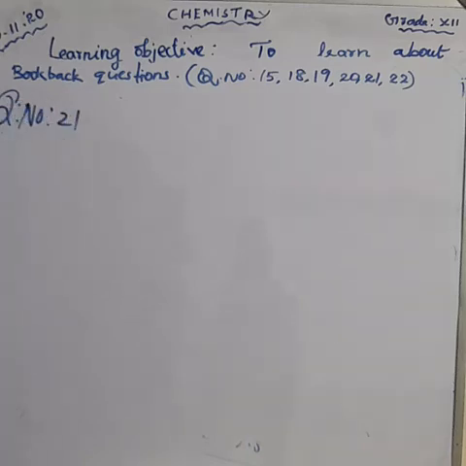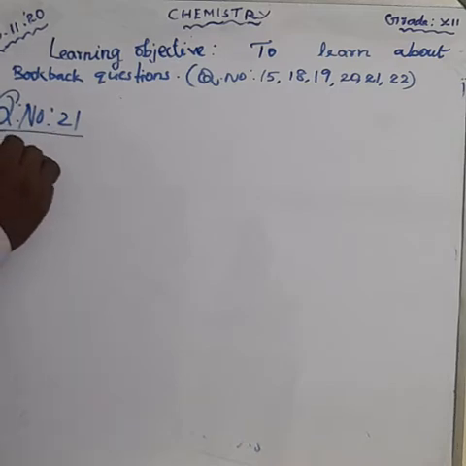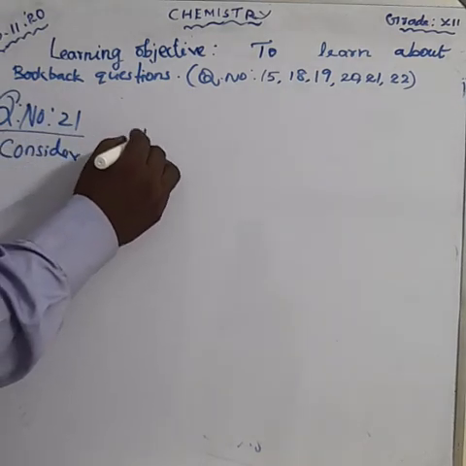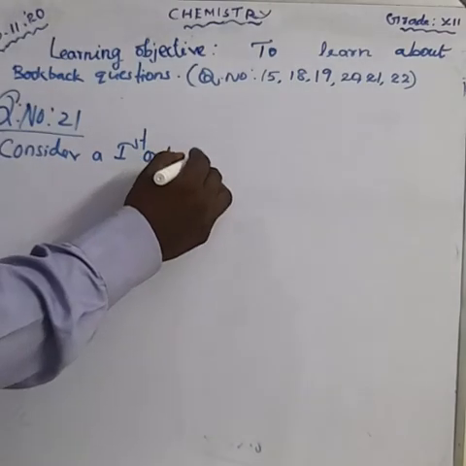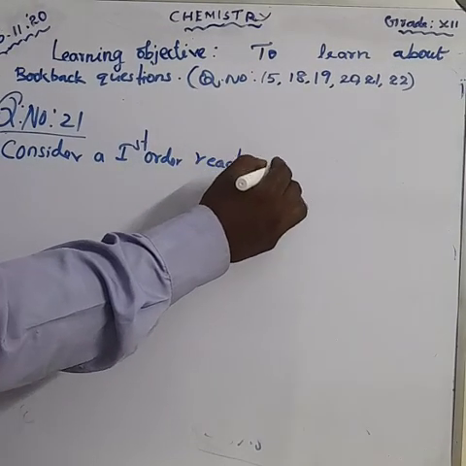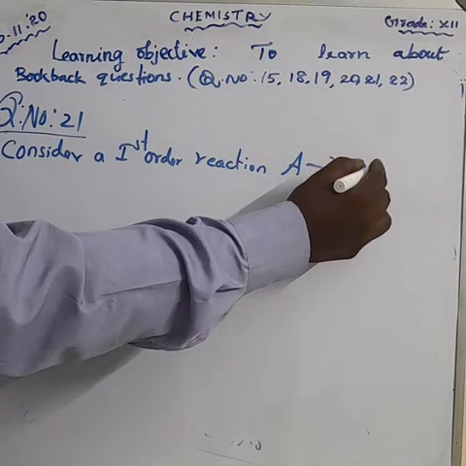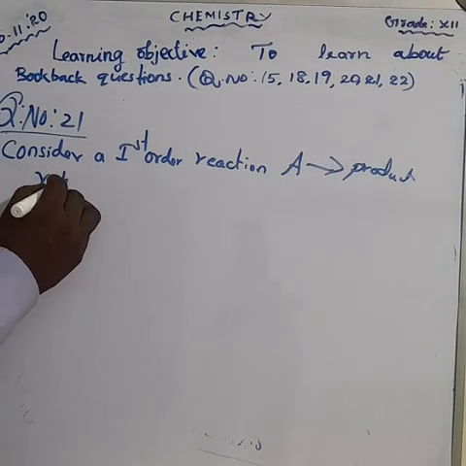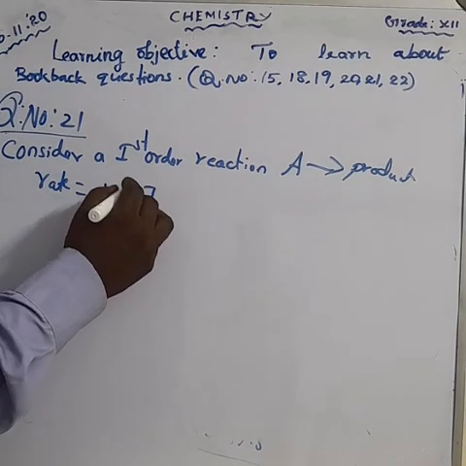What is question number 21? How does the concentration of the reactant influence the rate of the reaction? That's the question. Write the answer. Consider a first order reaction, A gives product. You should write the rate. Rate is equal to K into A.